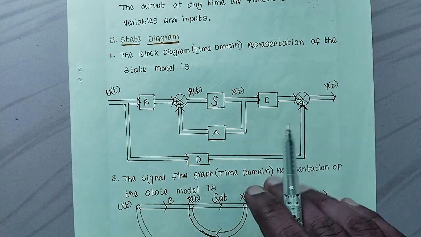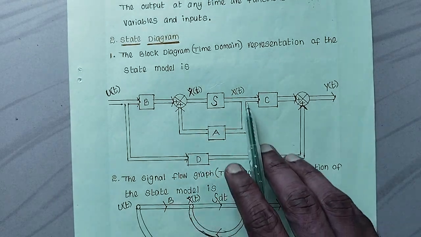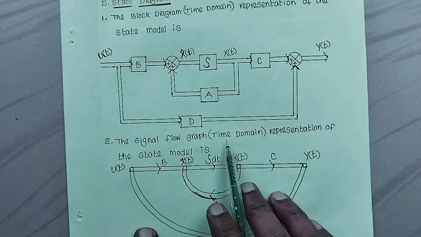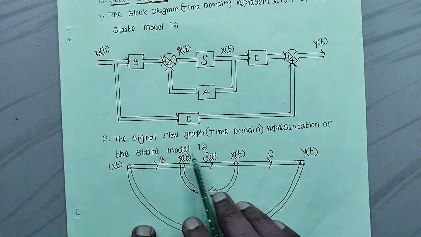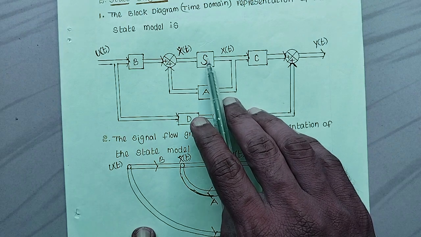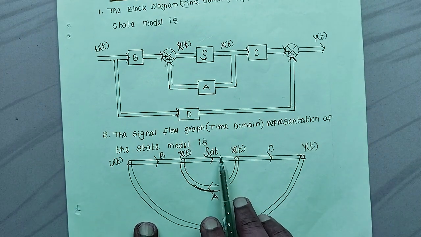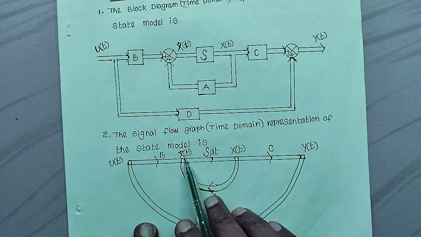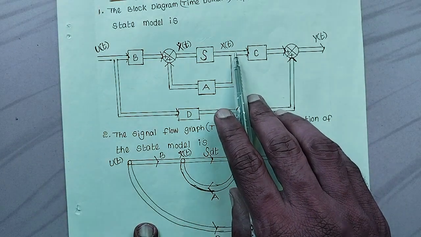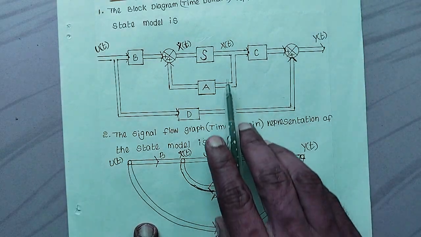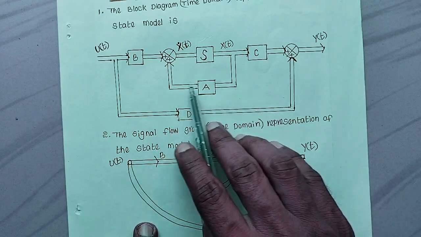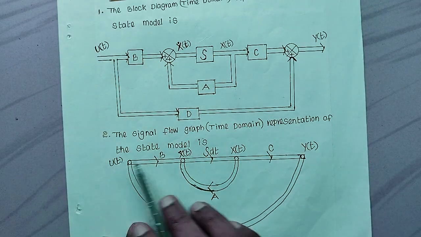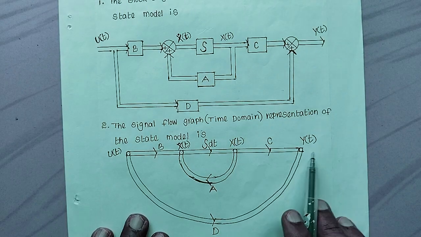We can even give a signal flow graph for this state diagram. So the signal flow graph in time domain representation of the state model is, here it is an integration, integral dt, of x dot t. At the summing point we can take x dot t, and at the summing point we can take x of t, and the gain of this feedback loop is a, and the input is u of t, output is y of t.